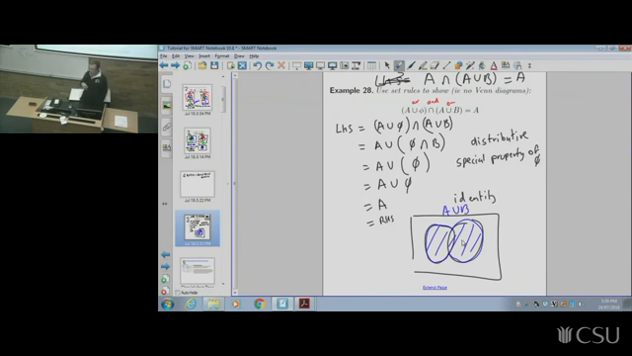And I want to see what part of that overlaps with A.